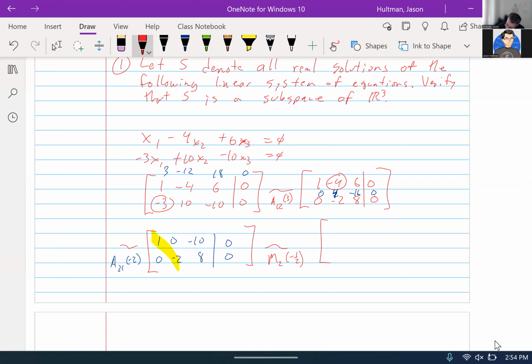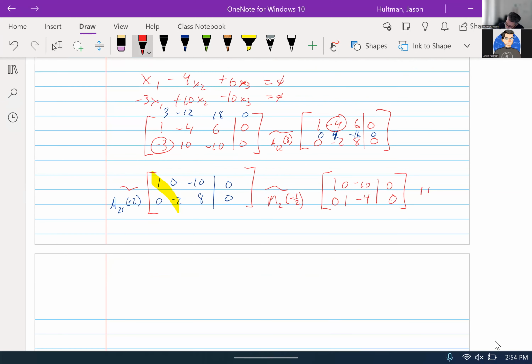And I end up with 1, 0, -10, 0, and 0, 1, -4, 0. Okay, so now I have it in reduced row echelon form. And I want to rewrite the system of equations with respect to my reduced row echelon form. Logically they're equivalent from what I started with and what I ended up with.